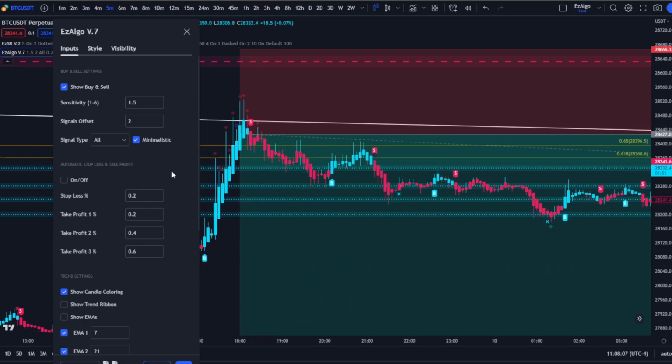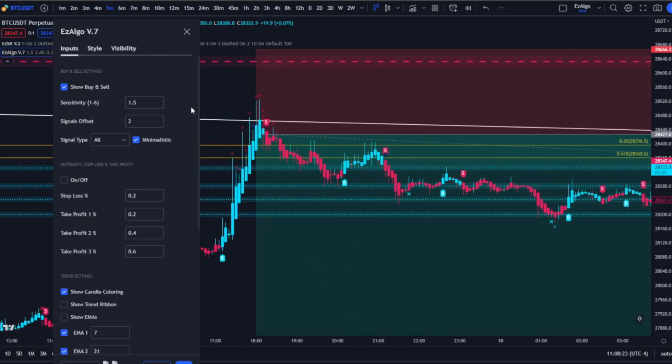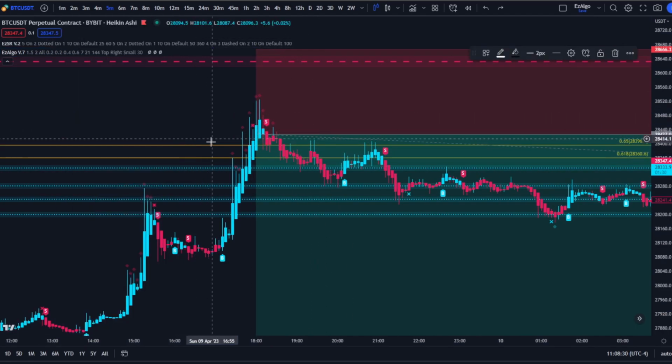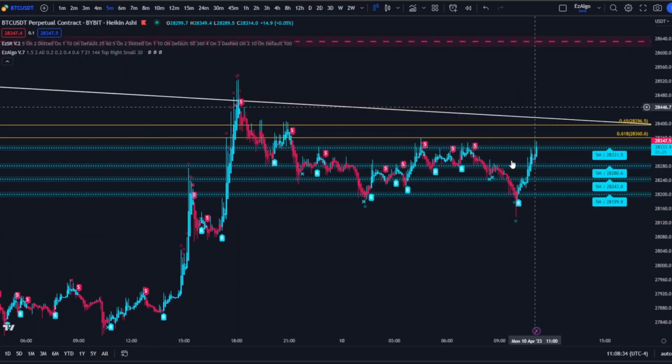If you want to use a higher sensitivity, your entry might not be as perfect as it could have been if you're using a lesser sensitivity. But the caveat to that is that when you're on a higher sensitivity, these signals are a lot more clear, they're less choppy, and you can probably stay in the trade longer, especially if you're trading on the 5 minute time frame.